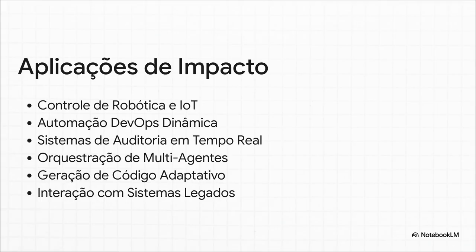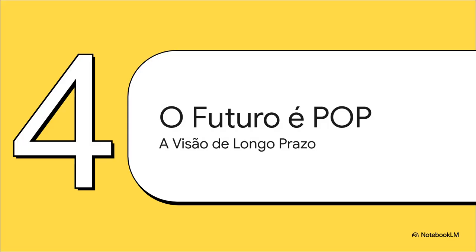And the applications are absolutely mind-blowing. We're talking about controlling robots and Internet of Things devices with voice commands, DevOps automation that adapts on its own, auditing systems that self-document in real time. We can orchestrate multiple AI agents to collaborate with each other. POP is basically a bridge to a much more autonomous and intelligent future. And all of this leads us to a long-term vision where prompt-oriented programming might not just be an option, but the standard for building the complex systems of the future.